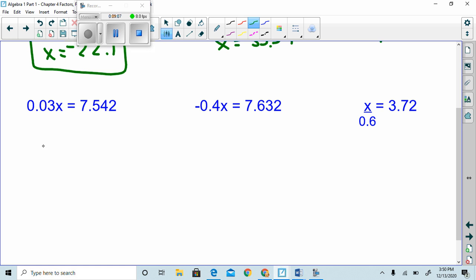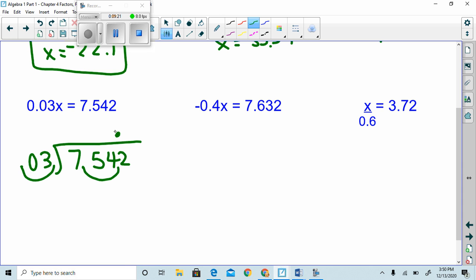Last row. This is multiplication, so we'll divide. We're taking 7 542 thousandths divided by 3 hundredths. We want to divide by a whole number, so we're moving that decimal over 2 places. That's multiplying by 100. So now we're dividing by 3. Let's subtract and bring down our next digit. Well, 3 will go into 15 5 times without a remainder. So I'll bring down my next digit.